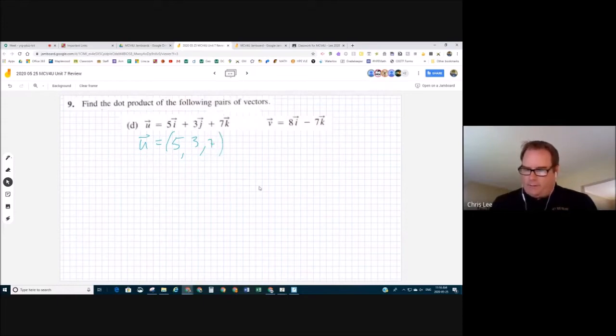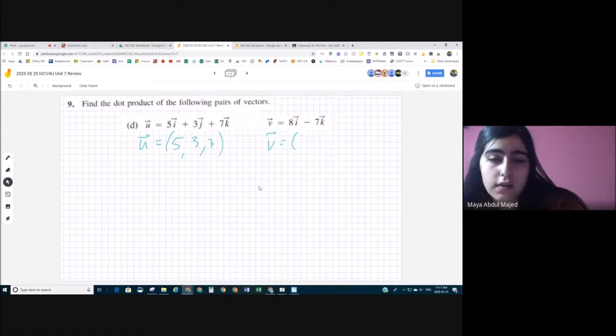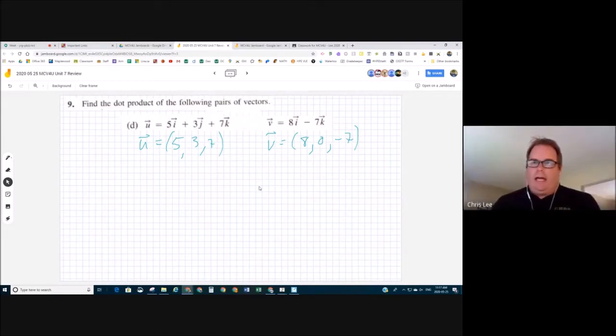And then the V vector, this one looks a little bit different. Could someone tell me what the V vector is? 8, 0, and negative 7. So why is it 0, Maya? Because the j isn't in there, so we just assume it's 0. That's right. Perfect. Even though there's only 2 components, an 8i and a 7k, because you have that k value, it tells you it's a 3-dimensional vector. If it was just 8i and 7j, then it's 2 dimensions. There is no k value. But this one, even though there's only 2 components, it's still in 3D.